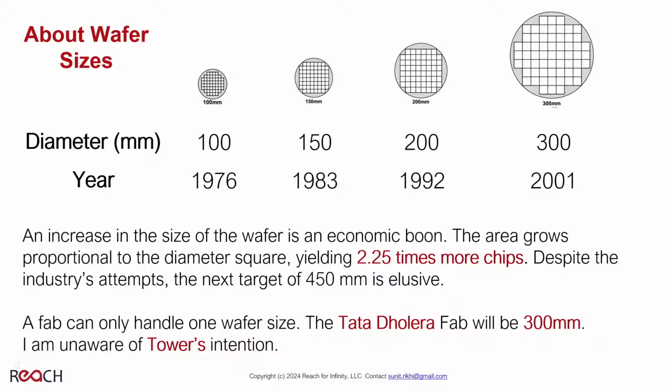But since 1976, and including 1976, there have been 4 wafer size transitions: 100 millimeter diameter wafer, 150, 200, and then 300. In my part of the world where I come from, it's called 4-inch, 6-inch, 8-inch, and 12-inch. But I have been trained to use millimeters over time.